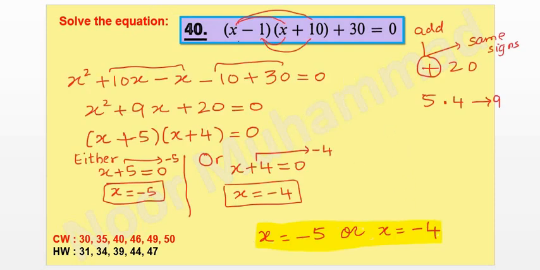As you can clearly see, when I multiplied these two brackets, I got 10x and negative 10x as similar terms, and negative 10 and positive 30 as similar terms. I solved them. This is the standard form of the quadratic equation. I factorized it using the AC method, multiplying 1 by the positive 20 here. This is the pair of factors that I used to write the final answer of the factorization. Then either the first factor is 0 or the second factor is 0, and we got the answer.